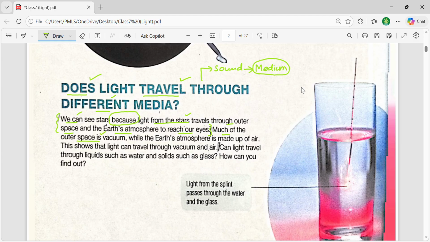And we are also aware that no doubt space is a vacuum, but the atmosphere of Earth is not a vacuum. It is made up of air, so light can pass through a medium as well.